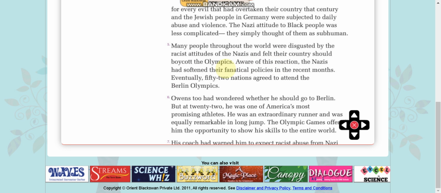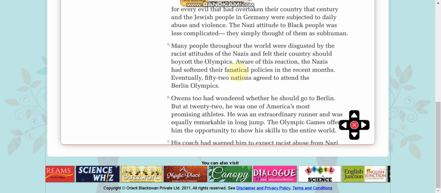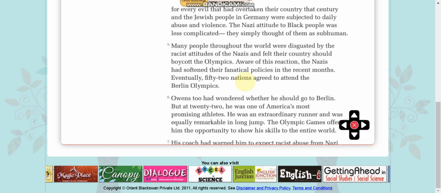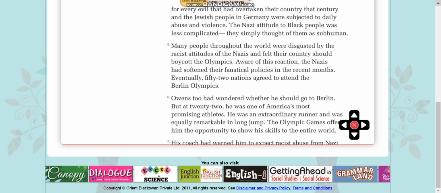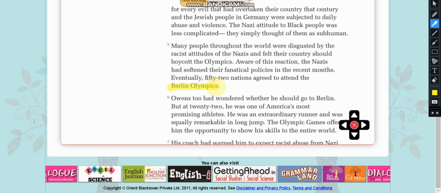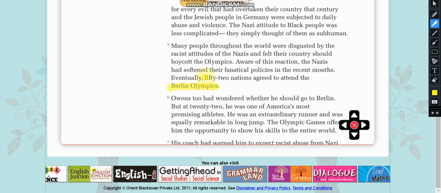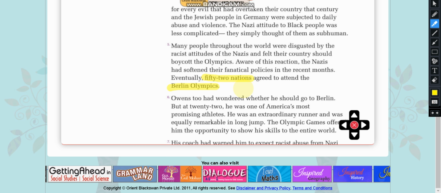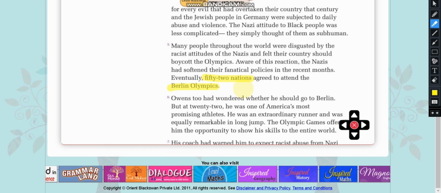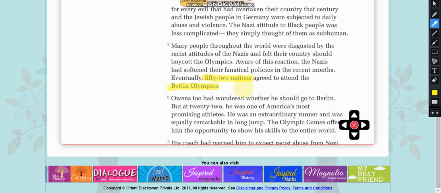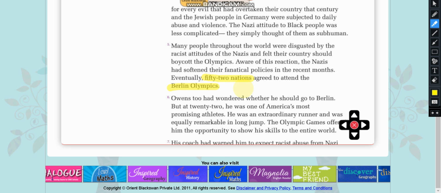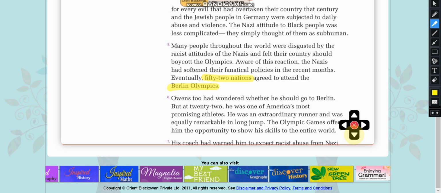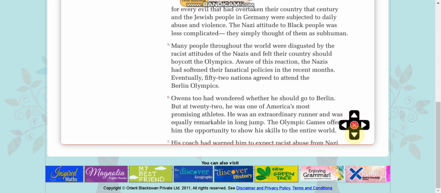Aware of this reaction, the Nazis had softened their fanatical policies in the recent months. Eventually, 52 nations agreed to attend the Berlin Olympics. Now, we are talking about the Berlin Olympics, in which about 52 nations agreed. Most of the nations were against the Olympics being held in Berlin because they thought that the Nazis had very strong opinions about others and they were racist people who discriminated among the races. I hope this is clear to you.